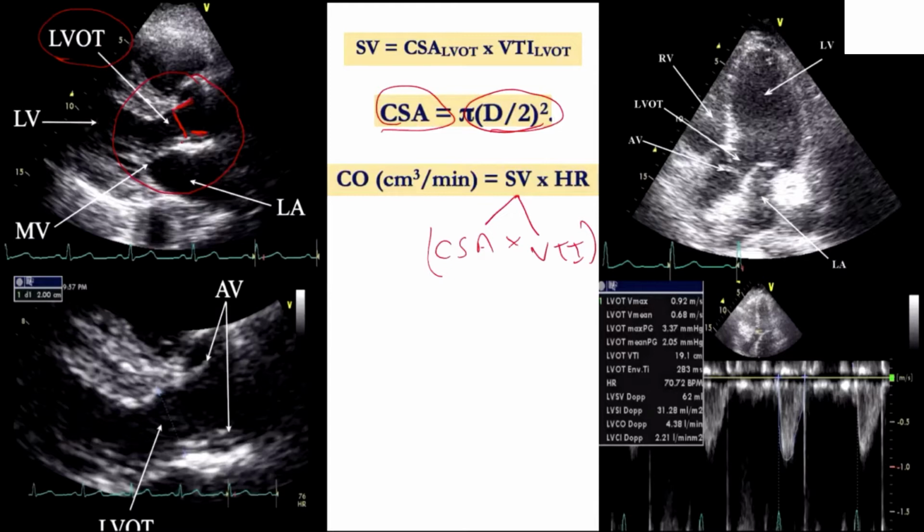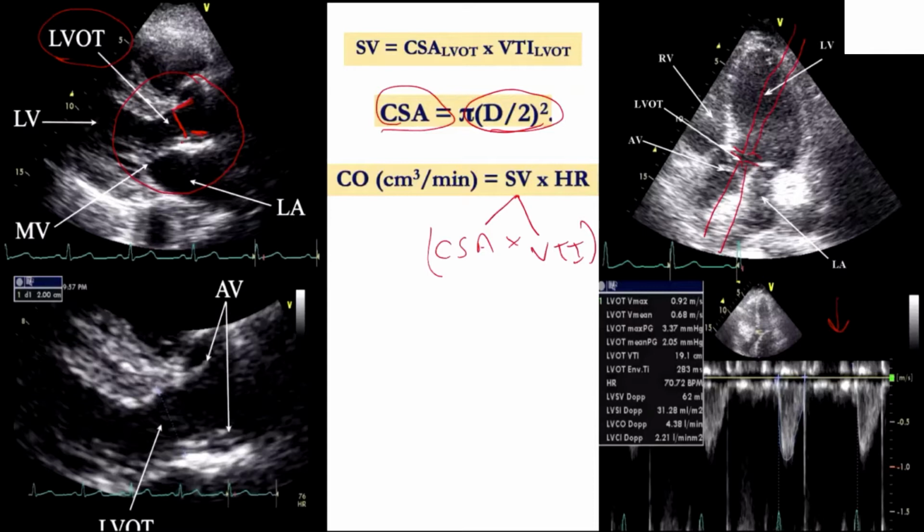Here is a parasternal long axis view. So where do we get our VTI and how do we do it? Basically we're putting our pulse wave Doppler down here at the same position that we measured. We'll go over that in a few minutes. And that's going to give us this image down below, okay?